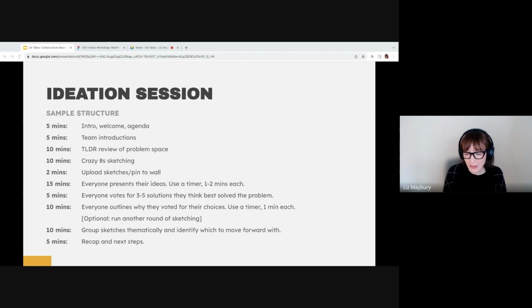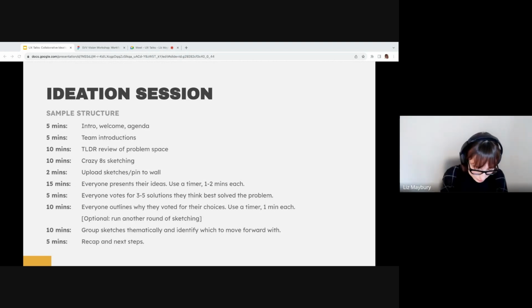I like to ask the group, start a conversation, like, what was most surprising to you from the research? What was most exciting? That can help generate discussion and help some of those thoughts stick for the team. Then you want to get into the most exciting part, which is Crazy Eights.